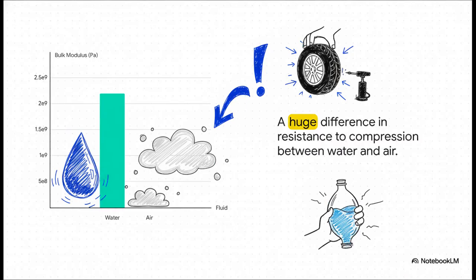And whoa, check out this chart. It shows just how huge the difference can be. Just look at that. Water's bulk modulus is more than 15,000 times bigger than air's. That's why you can easily pump air into a bike tire, but trying to squeeze the water in a sealed bottle? Yeah, good luck. It's practically impossible. The difference is just massive.